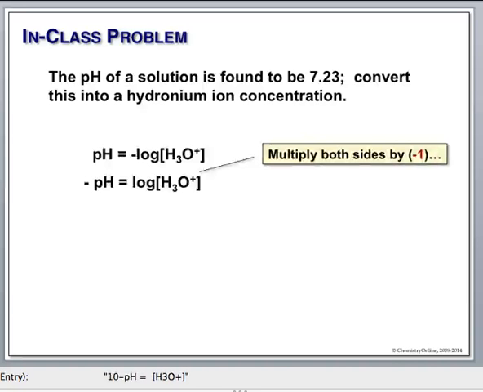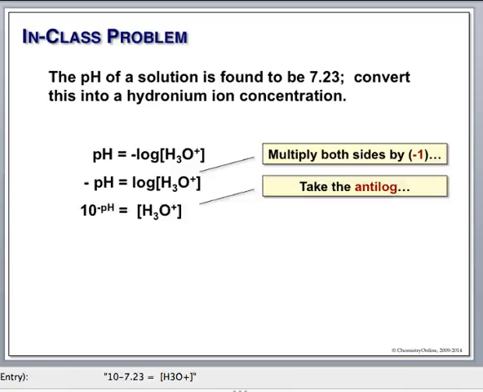You know, this negative sign just kind of makes me nuts. So let's move it to the other side. Just get rid of it. Move it to the other side. So I could say minus pH is simply log of hydronium. Okay?